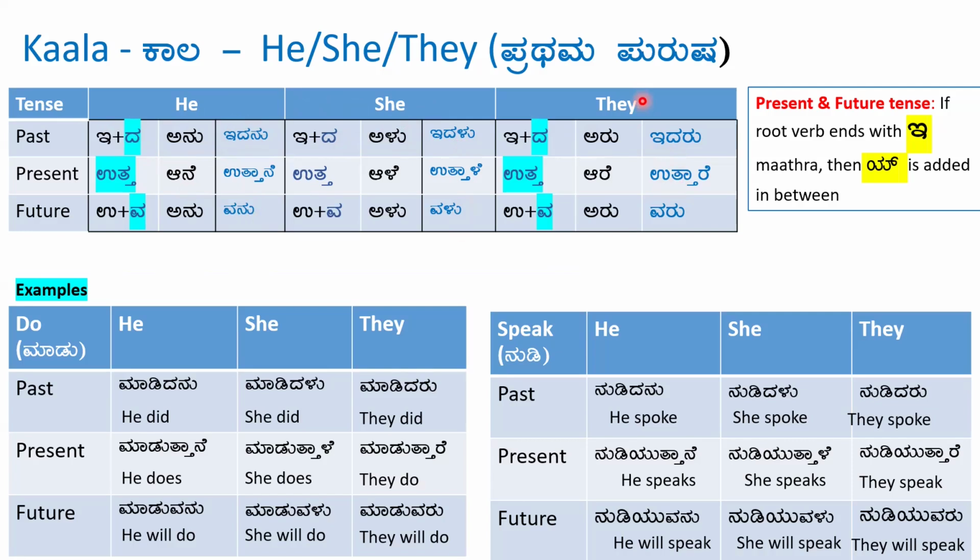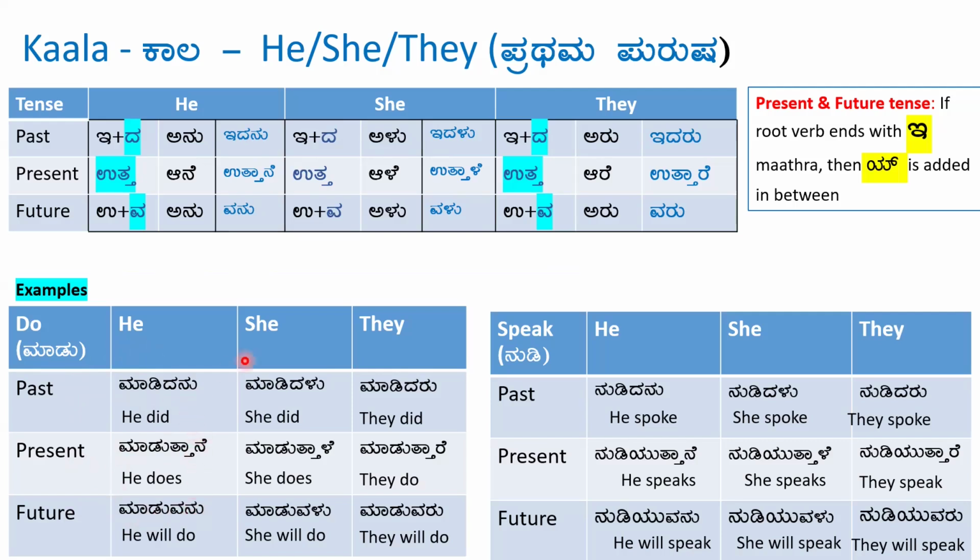So, let's see with an example. Here we are considering the Kriya Prakruti Madu. The root form of the verb is do or Madu. If the action is done by a male person, in the past tense, it will be Madidanu. In the present tense, it will be Maduttane, and in the future tense it will be Maduvanu.